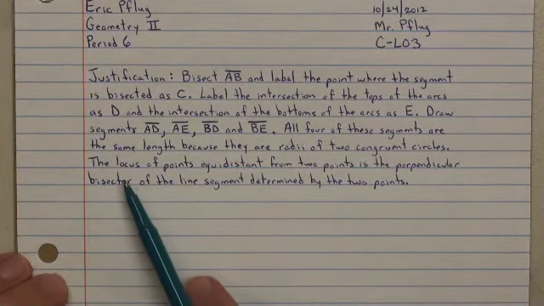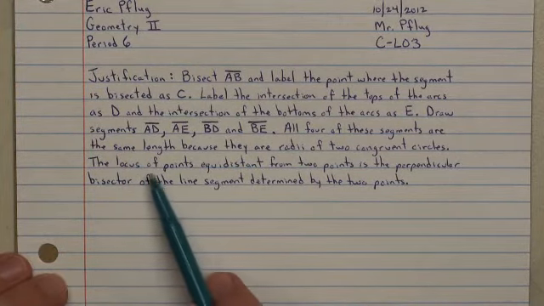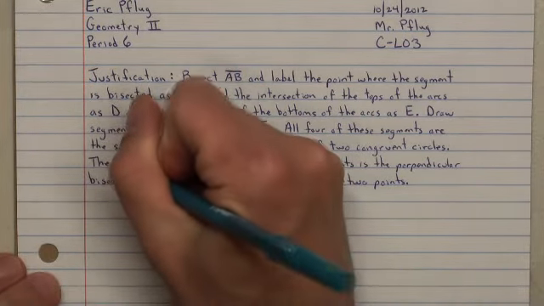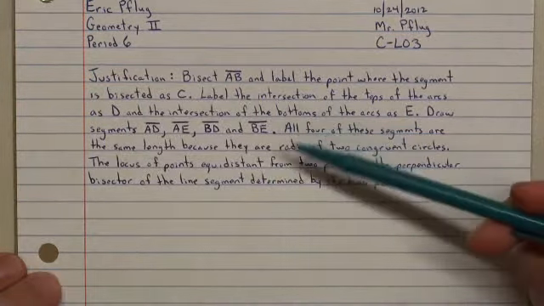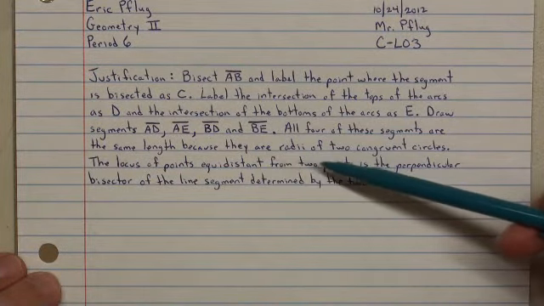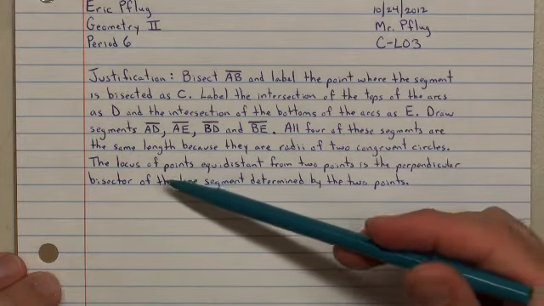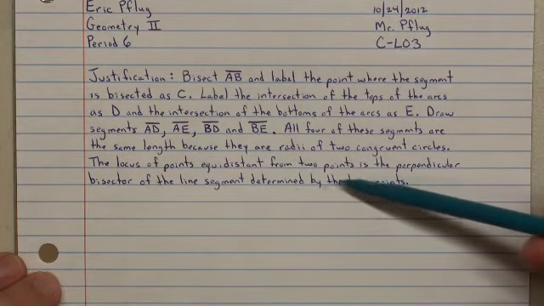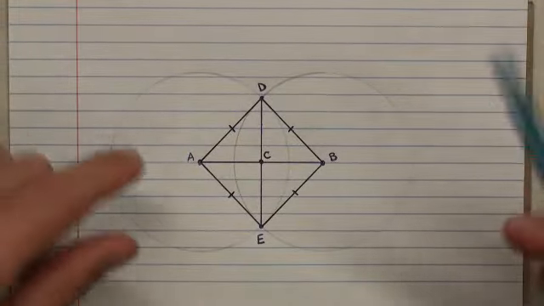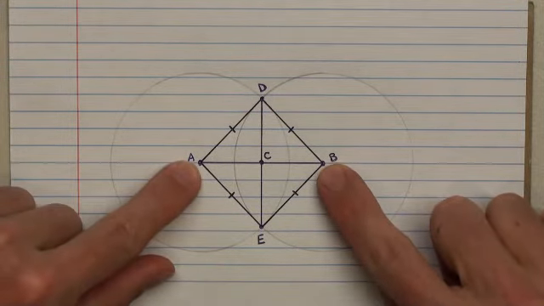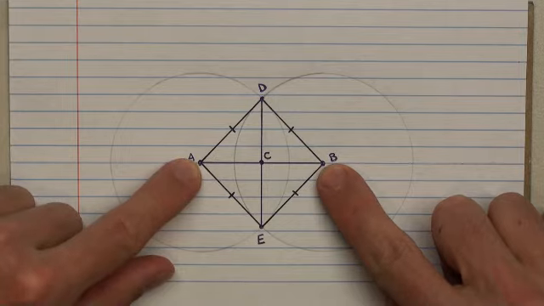Now, the locus of points, that means the set of points. Okay, locus is another word for set. So the set of points equidistant from 2 points is the perpendicular bisector of the line segment determined by the 2 points. Okay? So the set of points that are equidistant from these 2 points AB. Alright? Now equidistant means the same distance.